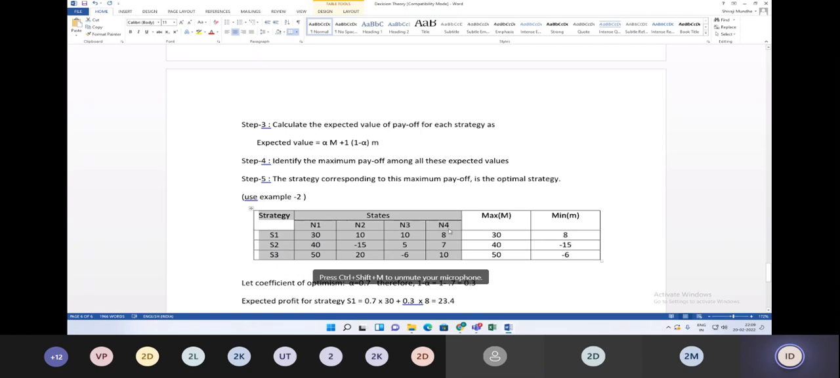Now from each and every strategy we have to find the max value and min value. From the S1 strategy the max value is 30 and the min value is 8. Are you agreed? Now from the S2 strategy the max value is 40 and the minimum value is minus 15. Similarly, from the S3 strategy, the maximum value is 50 and the minimum value is minus 6. Are you getting it or not?